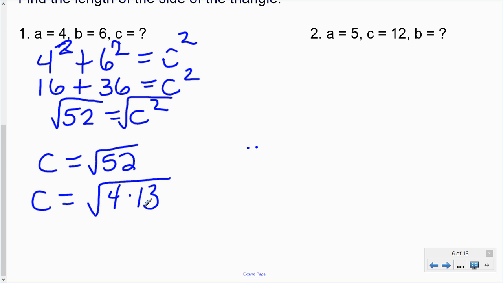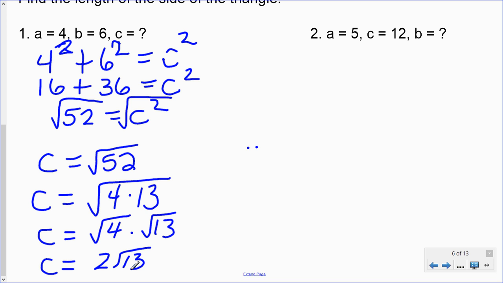So then what we can do, there is a property dealing with radicals where if you are finding the square root of a product, you can find the product of the square roots. So basically you can split it up like this. And then we could just find the square root of 4, which is 2. Okay, so this is basically simplified form. And we get 2 square root 13. Okay, but that would be an exact answer, which is what we prefer.